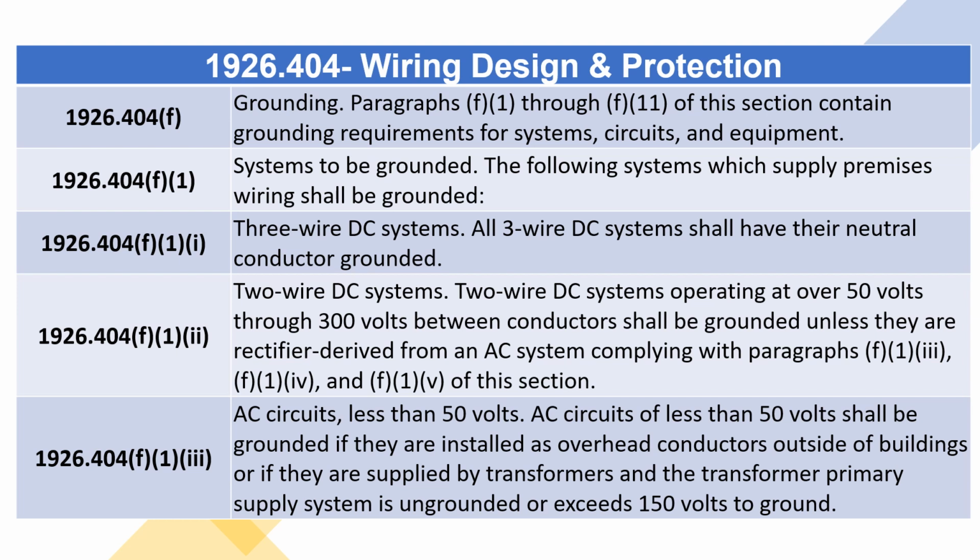1926.404(f)(1)(ii) 2-wire DC systems. 2-wire DC systems operating at over 50 volts through 300 volts between conductors shall be grounded unless they are rectifier-derived from an AC system complying with paragraphs (f)(1)(iii), (f)(1)(iv), and (f)(1)(v) of this section. 1926.404(f)(1)(iii) AC circuits less than 50 volts. AC circuits of less than 50 volts shall be grounded if they are installed as overhead conductors outside of buildings or if they are supplied by transformers and the transformer primary supply system is ungrounded or exceeds 150 volts to ground.